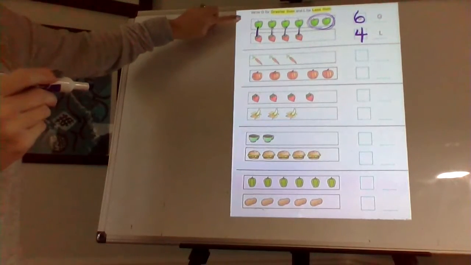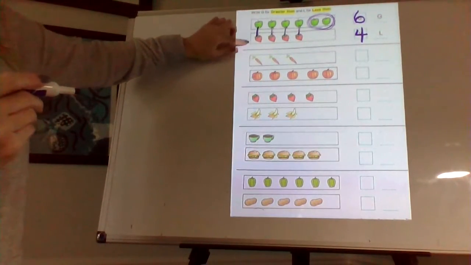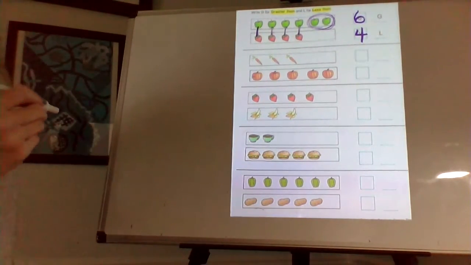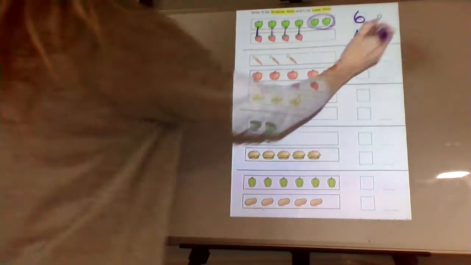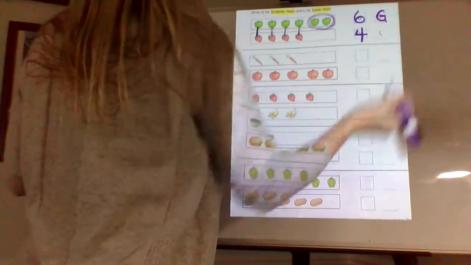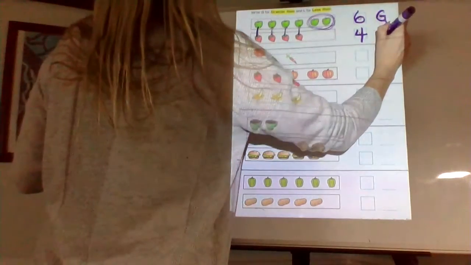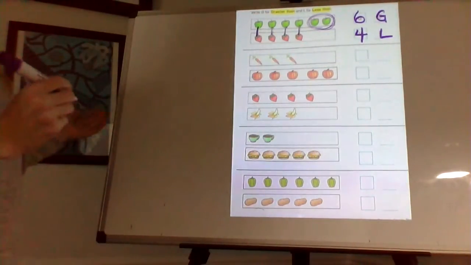So which is more or which is greater? The apples or the strawberries? Which are there more? There's more apples. So the number 6 is greater than the number 4. 4 is less than 6.